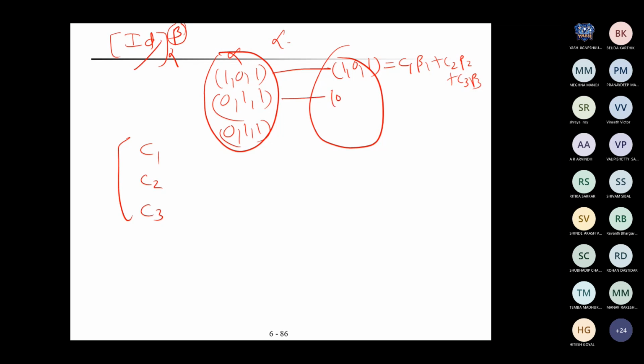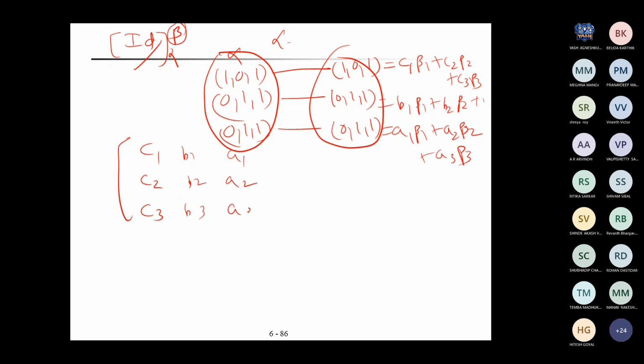Then again, this goes to 0, 1, 1. You can write this as B1 beta 1 plus B2 beta 2 plus B3 beta 3. Then B1, B2, B3 is your second column. And the image of the next one is A1 beta 1 plus A2 beta 2 plus A3 beta 3. A1, A2, A3 is the third column. This is the matrix of the identity from alpha to beta.